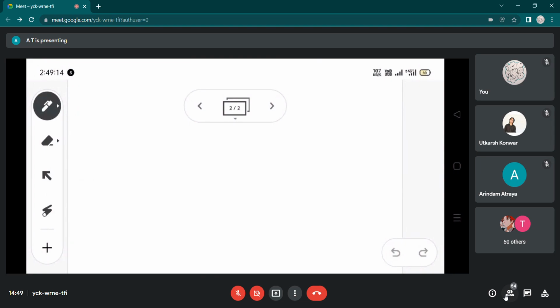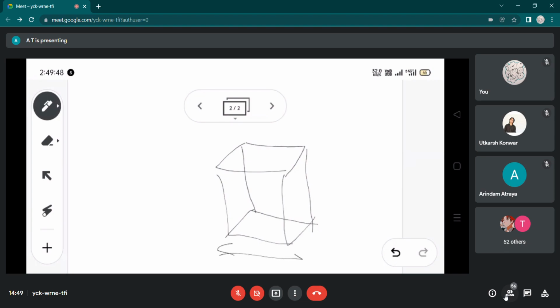So there is this square prism. This is the square prism. It is of 40 mm side, and the height is 60 mm.